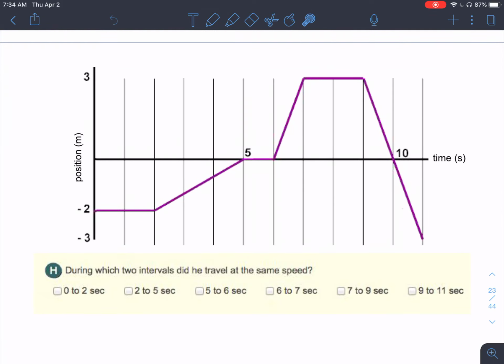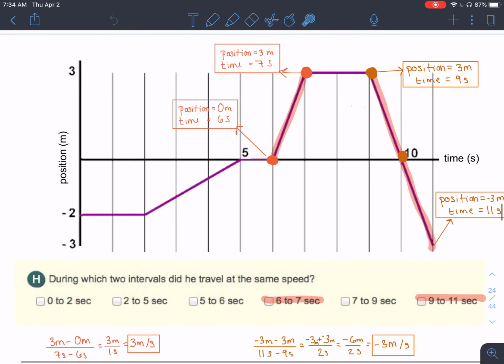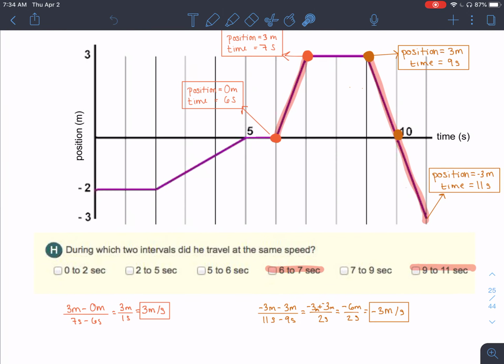Next, try this one out. All right, so this one you did need to do some calculations, or if you compared the slope, that's fine too, just based on how the lines look. But I showed the calculations down here. When he was traveling at the same speed, even though this one is negative, his speed is the same. He's just moving in the backwards direction. Okay, so the speed is the same. Where this object is moving is in different directions.